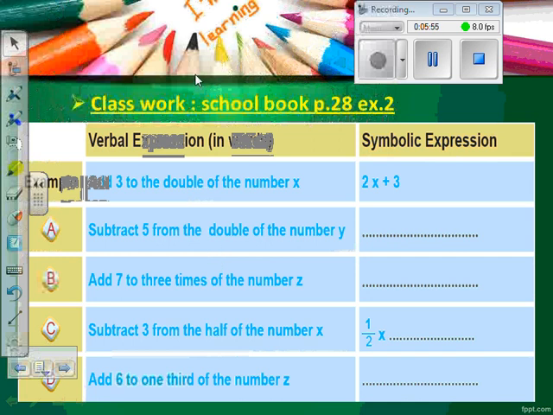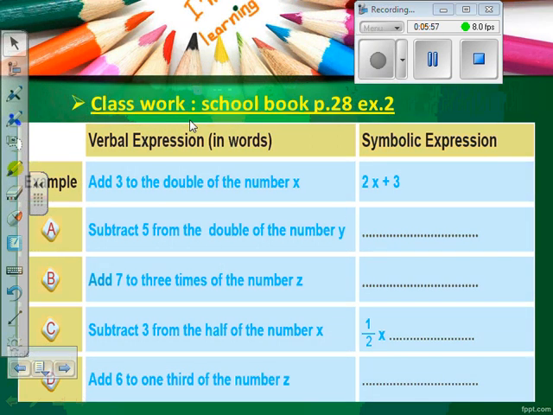On page 28, let's solve exercise number 2. Letter A. Subtract 5 from the double of the number y. In subtraction, I said you must start from the double of number y. What is the meaning of double of number y? It means 2y. Then subtract 5, or minus 5.